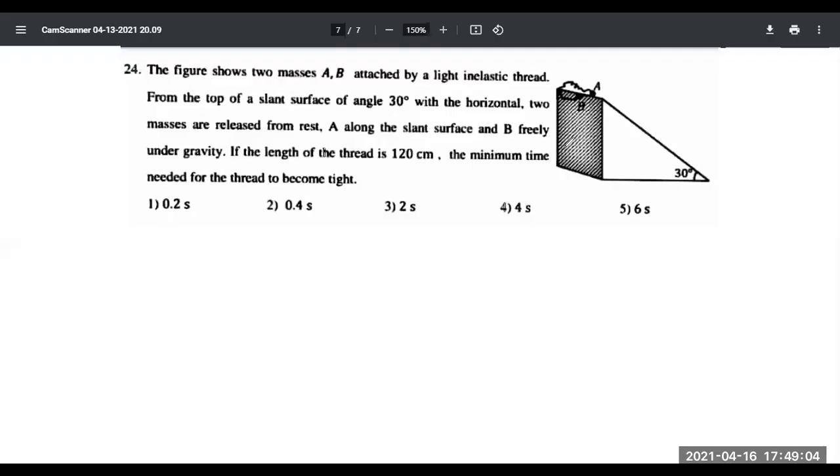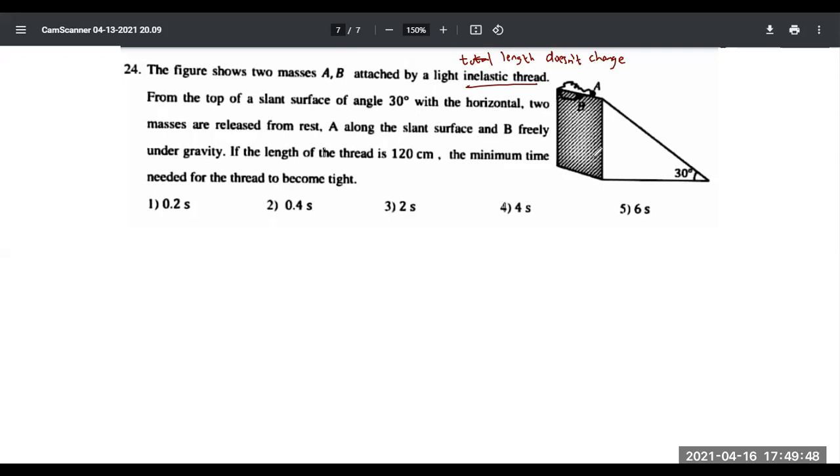Just additional information. The figure shows two masses A and B attached by a light inelastic thread. Inelastic means total length will not change. From the top of a slant surface of angle 30 degrees with the horizontal, two masses are released from rest, A along the slant surface and B freely under gravity. So both A and B are falling. B is falling down, A is moving along the slant surface. If the length of the thread is 120 centimeter, find the minimum time needed for the thread to become tight.